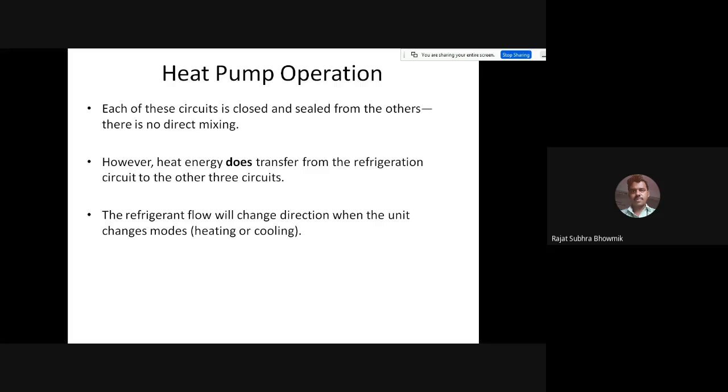Now, how does this heat pump operate? There are four circuits. Each of these circuits is closed and sealed, and there is no direct mixing with the others. All the interaction of heat is by the heat exchanger. Refrigerant works only in the heat pump cycle. The refrigerant flow changes direction when the unit changes modes. That means the same heat pump can be used for heating and for cooling. There is a reversible switch, so we can change the evaporator and condenser.